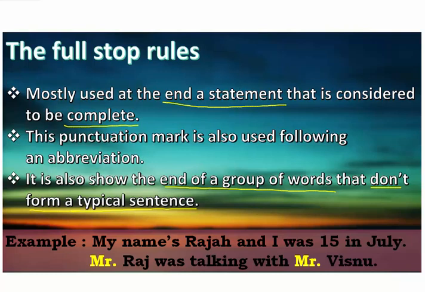Let's understand from this example. My name is Raja and I was 15 in July. That means that particular person's name is Raja and he was 15 years old in July. Those sentences are complete, so we are using a full stop here.